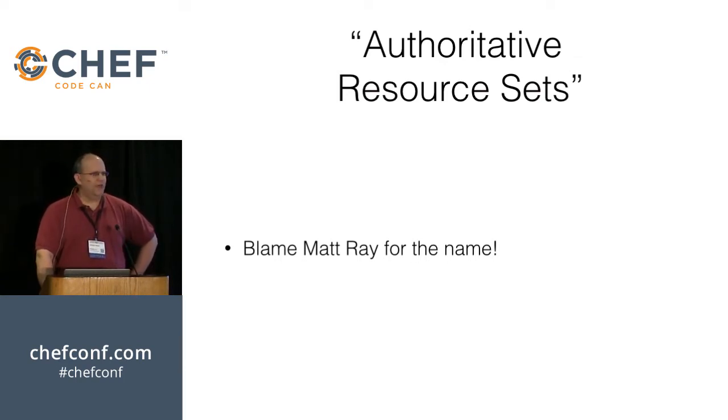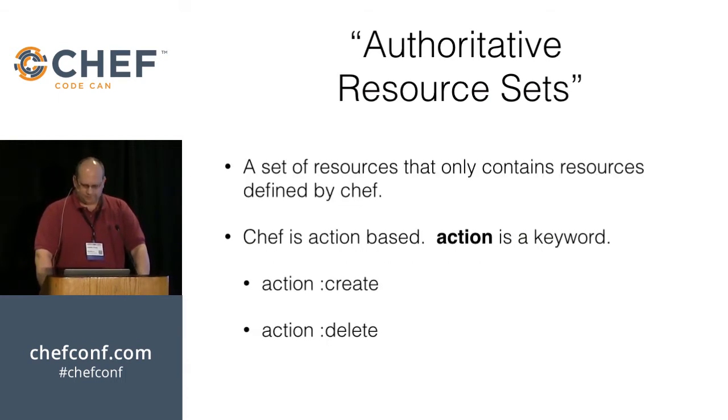So there's an old adage that the two hardest things in computer science are cache invalidation and naming things. You can actually blame Matt Ray for the name. This came out of a pattern that we had been using, and I was talking to him at the summit, and we came up with this thing probably over not enough beers. We might have come up with something better. But what is an authoritative resource set?